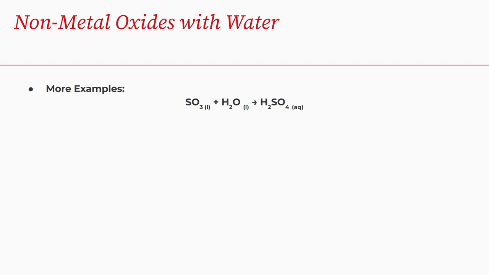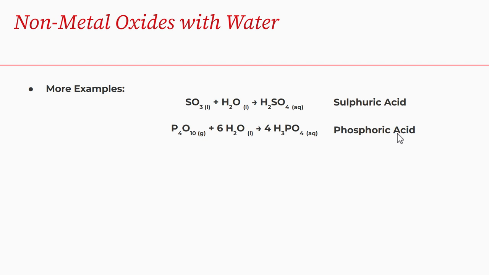Some more examples. We have SO3 reacting with H2O, and this does create sulfuric acid. We have phosphorus oxide here reacting with H2O to create phosphoric acid.